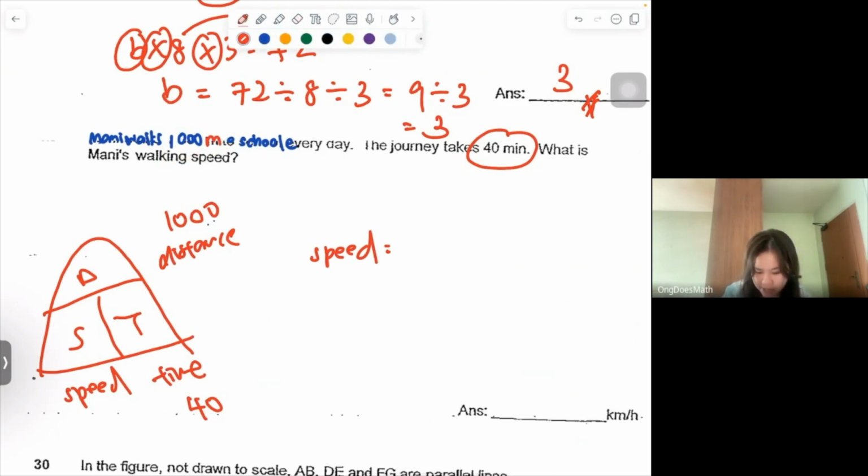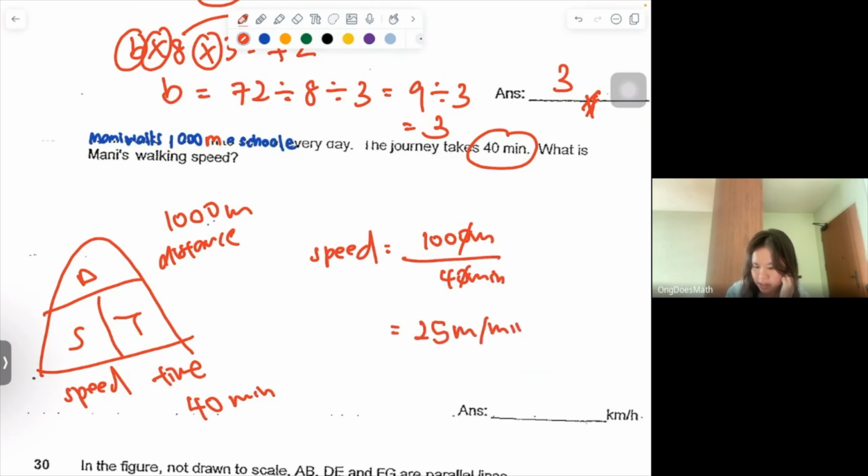Speed in terms of meter and minutes is just 1000 meter divided by 40 minutes. So these things cancel out. 100 divided by 4 is 25. So it's 25 meters per minute.